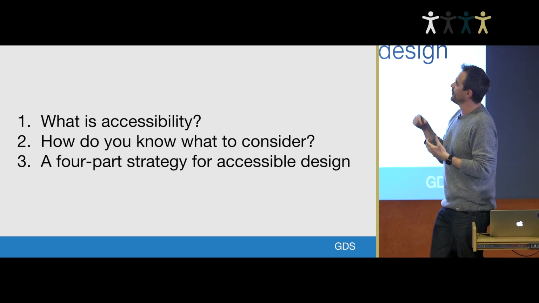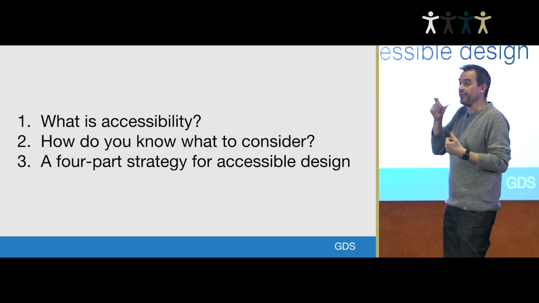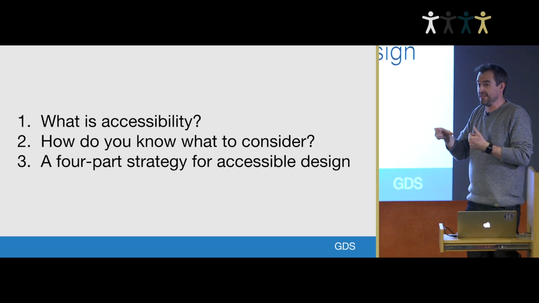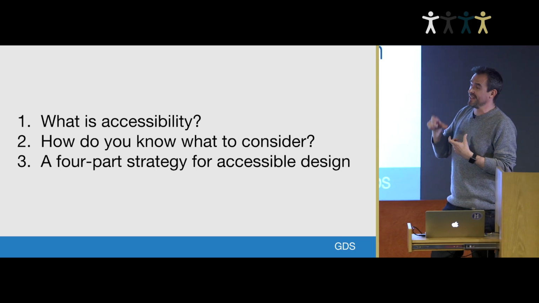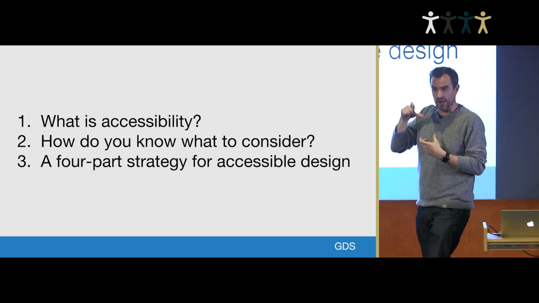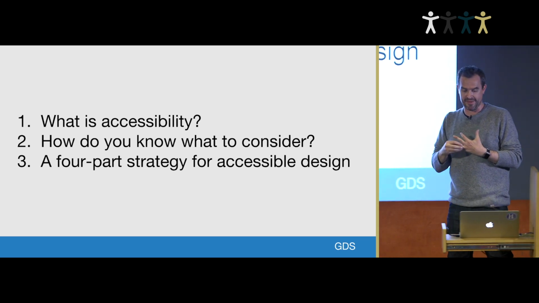What I want to talk about in this talk, I'm going to talk first a little bit about what accessibility is, just so that we're all on the same page. Then going to talk about how do you know what to consider, and then we're going to look at this four-part strategy.